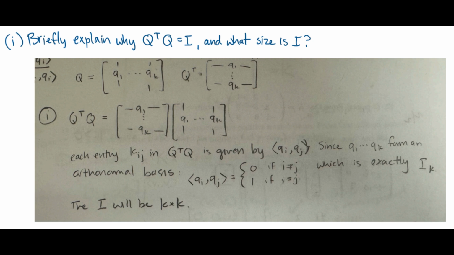Since Q transpose has rows formed by the orthonormal basis Q1 through Qk, and Q has columns formed by the orthonormal basis, we know from matrix multiplication that each entry Kij in Q transpose Q is given by the inner product of Qi and Qj. Since it's established that the Qi's form an orthonormal basis, all the entries are 0 except for when i equals j, or the diagonals, which will be 1. This is exactly the identity matrix, which will be k by k.